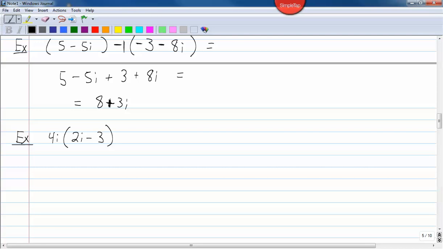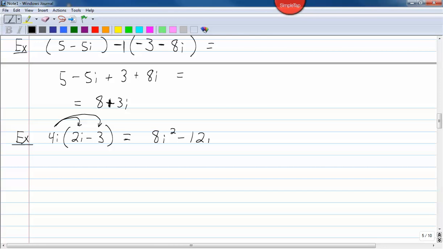Alright, it's on the outside of the parentheses, so I want to distribute. So 4i times 2i. You can think about that like what would be 4x times 2x. At first you can think about it like that. So that's 8i squared. And then 4i times a negative 3. That's going to be a negative 12, or minus 12.